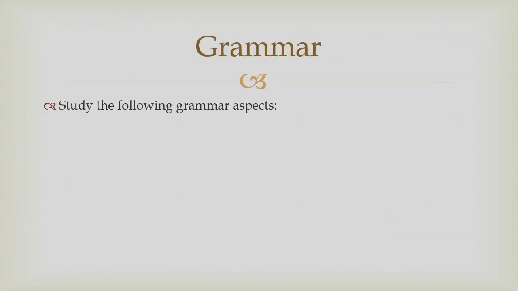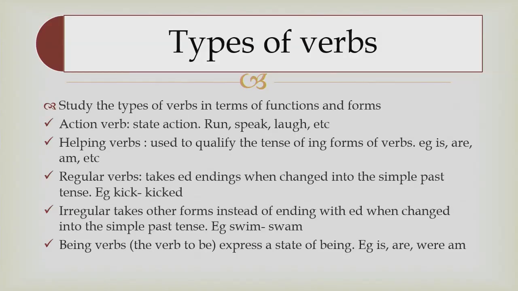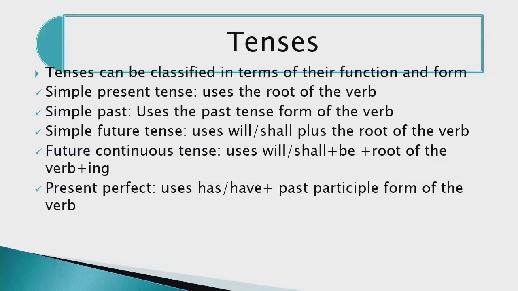Then the grammar aspects, the types of verbs: action verbs, helping verbs, regular verbs. Irregular verbs take other forms instead of ending with ed when changed into the simple past tense. Then helping verbs are used to qualify the tense of ing forms. Action verbs state the action. Being verbs express a state of being, for example, is, are, were, and am.